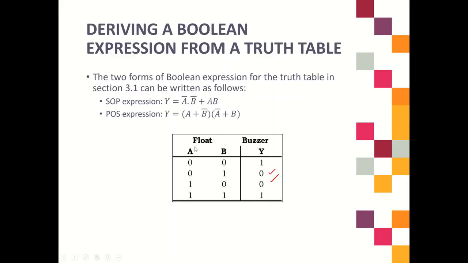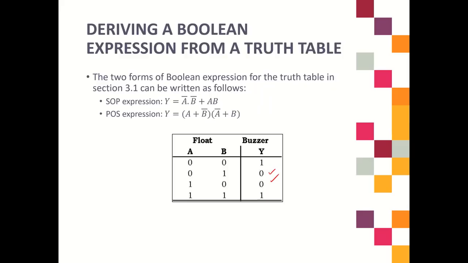Okay, so dalam case ni, maksudnya dalam satu truth table, you kena cari product term dia dulu apa, and sum terms dia. Lepas tu baru you gunakan product term to derive the SOP expression, and then you use the sum terms to derive the POS expression.